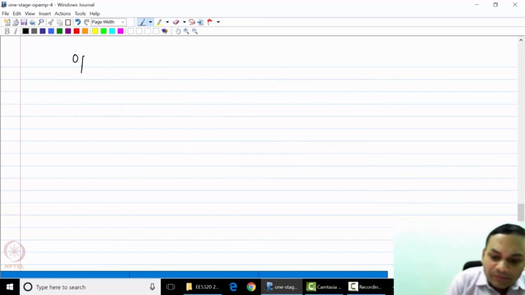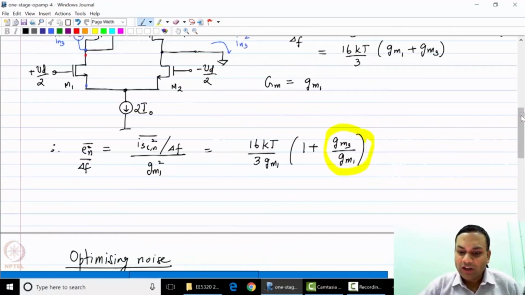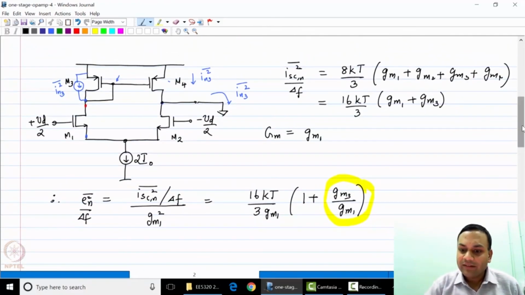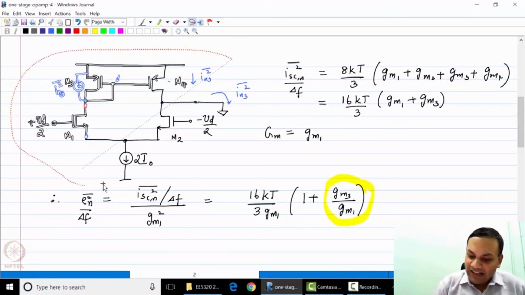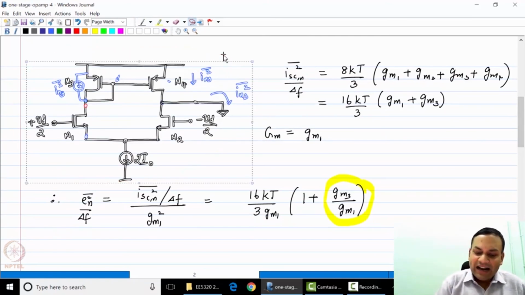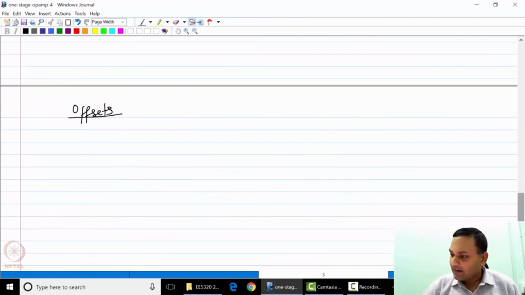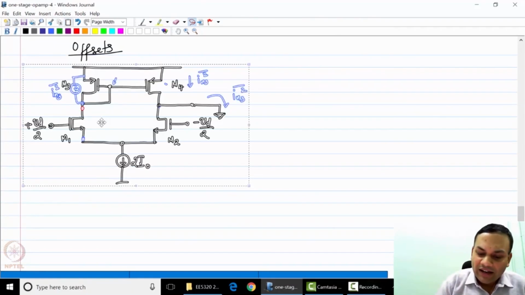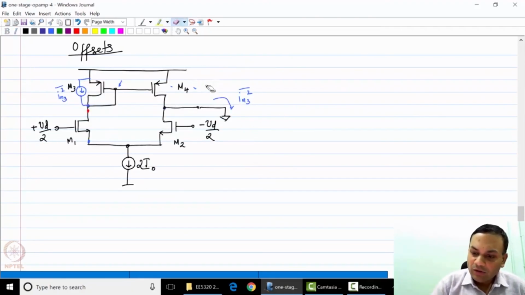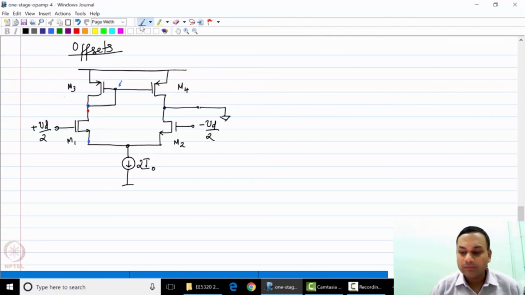Now what about offsets? It turns out that you can use the same type of analysis to analyze offset also, and we are going to simplify our analysis of offset. We are going to follow the exact same procedure. We are going to assume some mismatch, and we are going to look at the short circuit offset current flowing through the output.